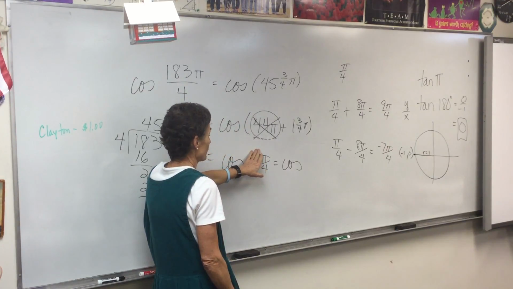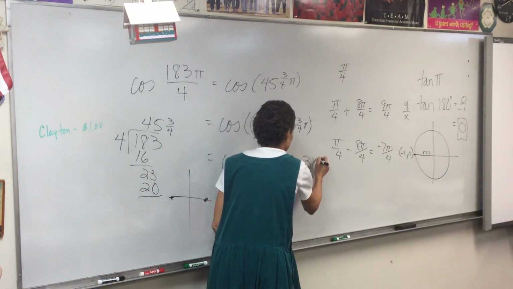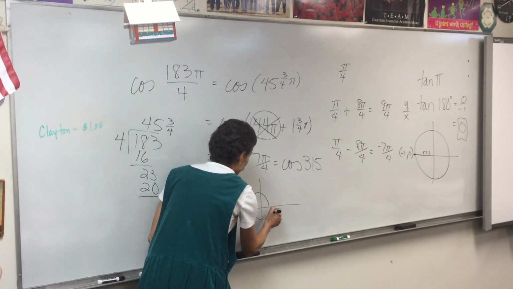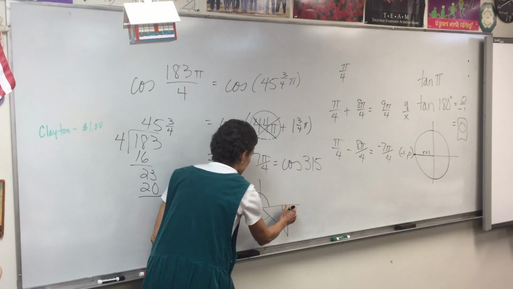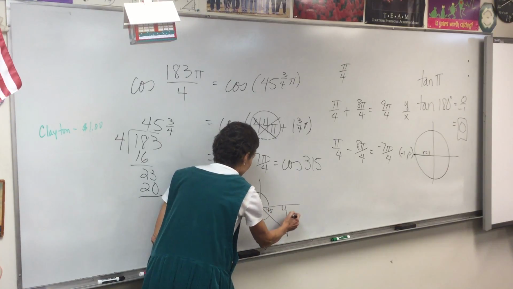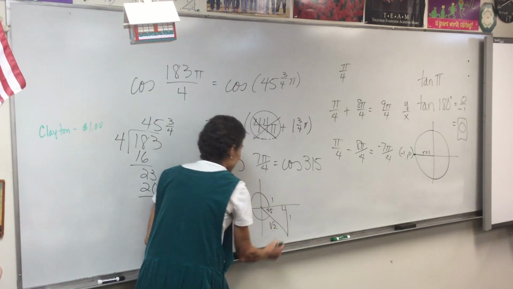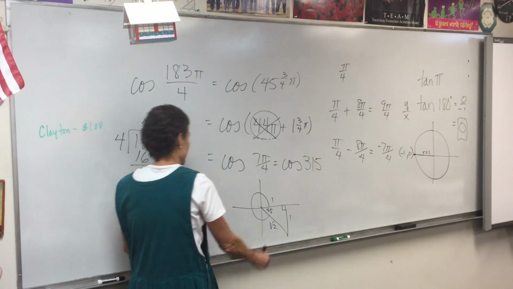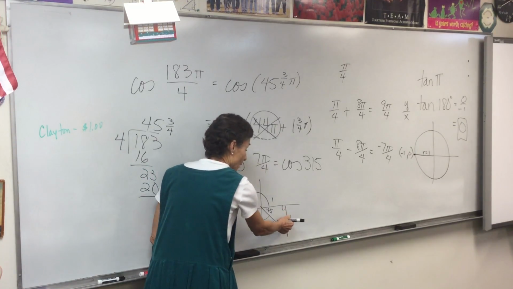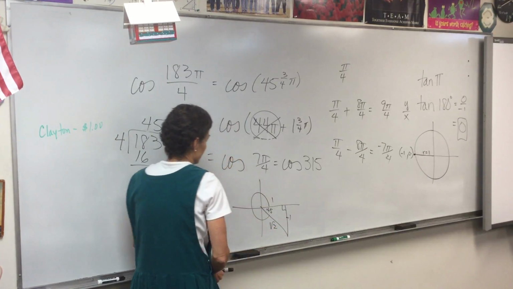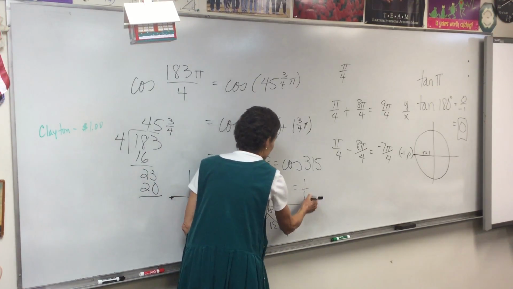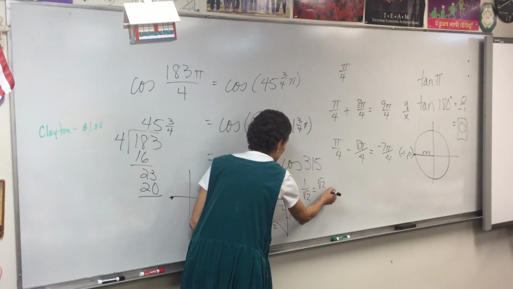Pi divided by 4 is 45. That's 315. So 315, there it is. Reference angle is 45. Anything negative? This one, right? That one is negative. I want the cosine. 1 over root 2, or root 2 over 2.